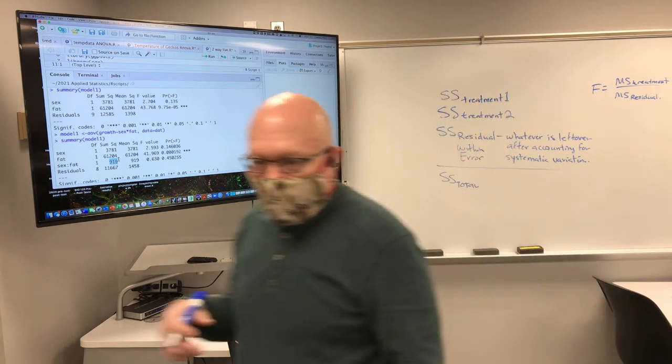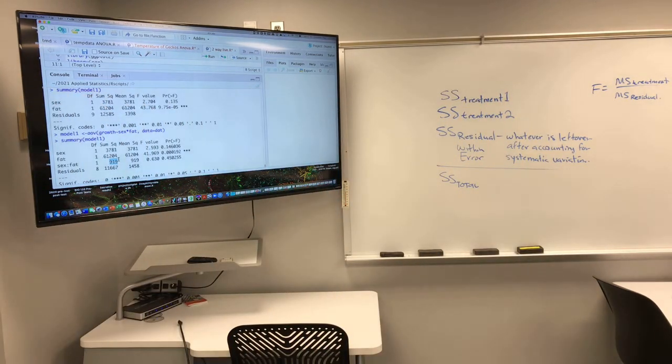So make sure that the models you use are always fully specified, because then you account for all of the systematic forms of variation, and that reduces your residual value.